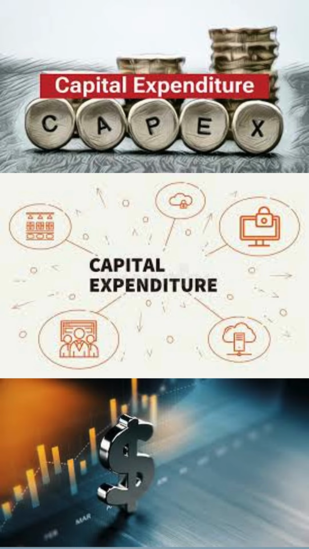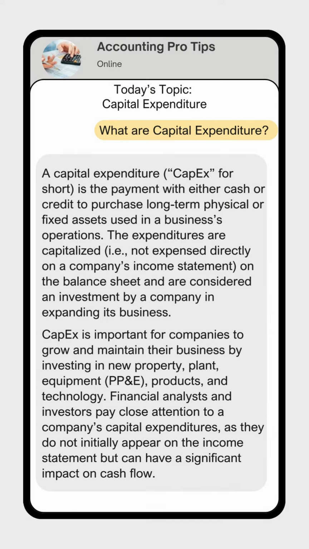In this video we will discuss capital expenditure. What is capital expenditure? A capital expenditure, CapEx for short, is the payment, with either cash or credit, to purchase long-term physical or fixed assets used in a business's operations. The expenditures are capitalized, that is, not expensed directly on a company's income statement but on the balance sheet, and are considered an investment by a company in expanding its business.